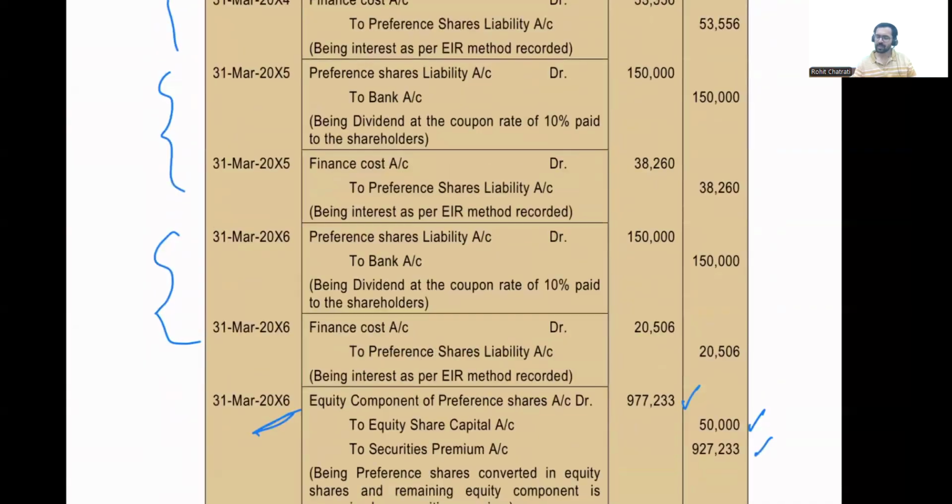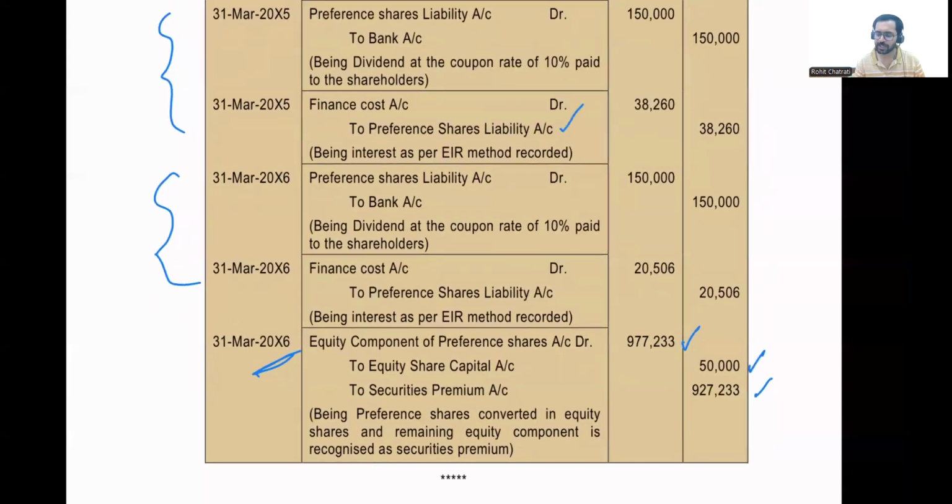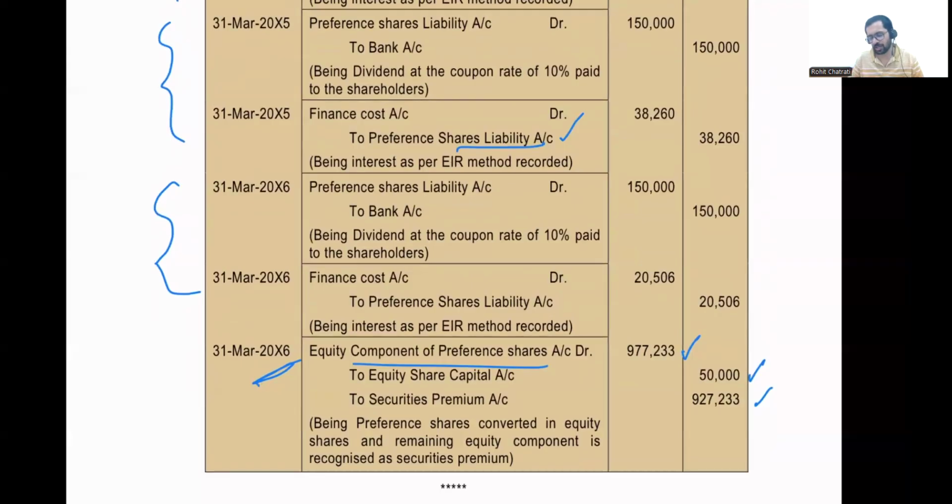The nomenclature I have been using is financial liability component and equity component. You can obviously use the nomenclature that the institute has used. Preference shares liability and equity component of preference shares is the nomenclature that the institute is using. Just one point I would like to clarify is that the equity component is also going to be a part of the shareholders funds itself. Remember, the equity component of preference shares is going to be disclosed in the shareholders funds itself.